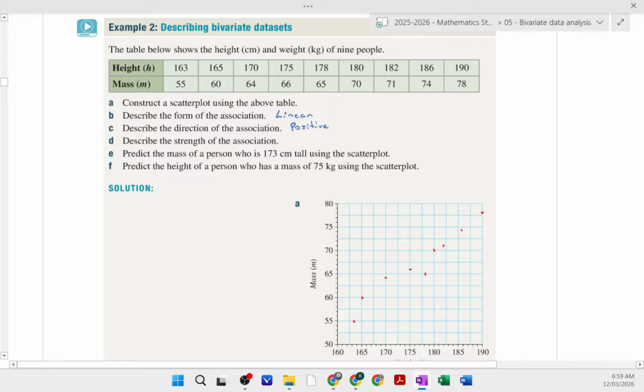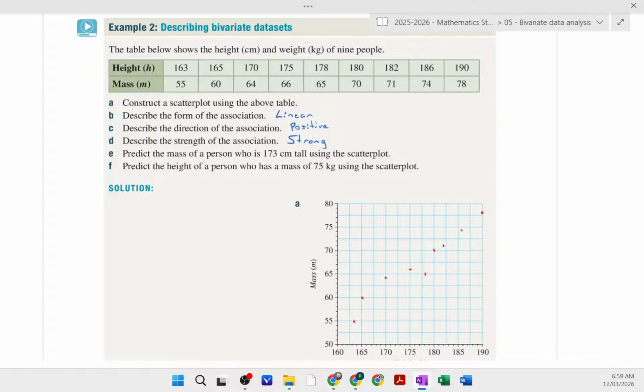Then the next one, describe the strength. Now, bear in mind that the strength doesn't have to be perfect. If it was perfect, they'd all be in a line like that and you could draw a line straight through them all. This is not perfect, obviously. But if it was a really weak strength, you'd have something like that where it doesn't matter what you do, you're not going to get a line that looks anything like going through any or all of them. So this one, if I drew a line, I could get pretty close to all of them. There's not too many that are too far off. So that one I would consider a strong association.